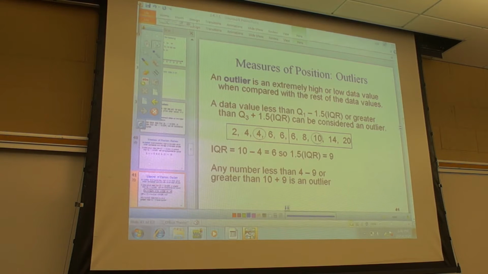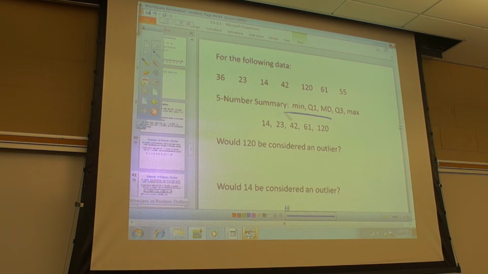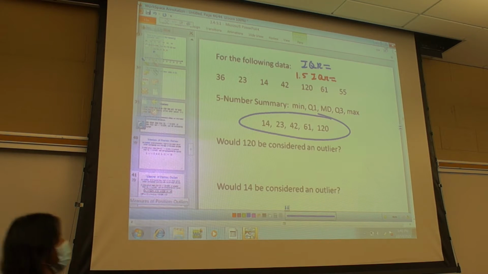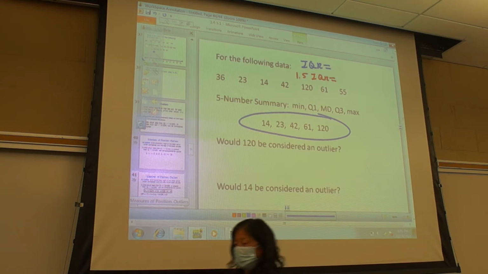You guys have a problem at the bottom of your page. Here's a 5-number summary. We already gave it to you. It's right here. Everybody find an IQR. IQR equals. Tell me what that is. And then we're going to find 1.5 IQRs. Everyone just find one IQR. Check with your neighbors. 30 seconds. I'm going to randomly call on someone in 30 seconds. So check in with your neighbors.